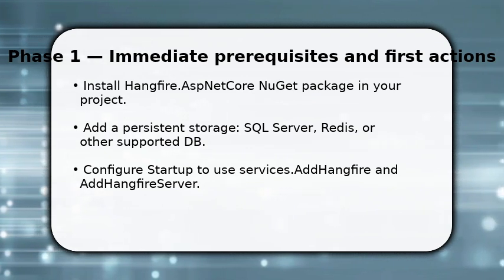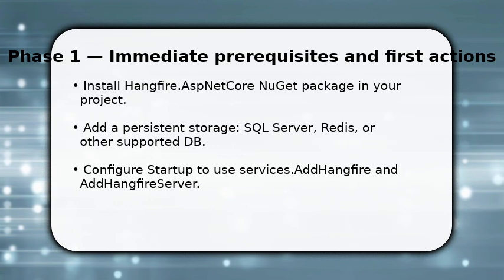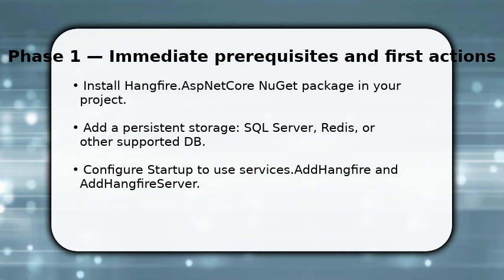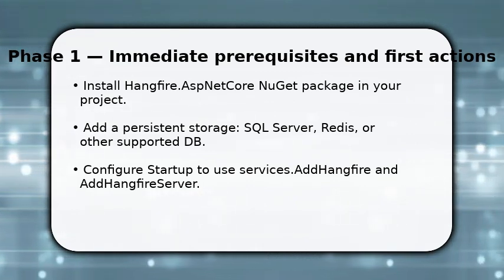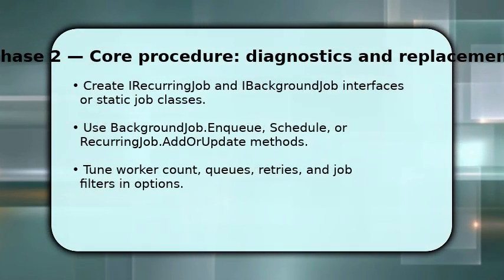AddHangfireServer to run workers. Make sure to configure recommended options for queues and concurrency. Finally, add app.UseHangfireDashboard with an authentication filter so you can inspect jobs. This gives immediate visibility. You now implement jobs and wire them to Hangfire.